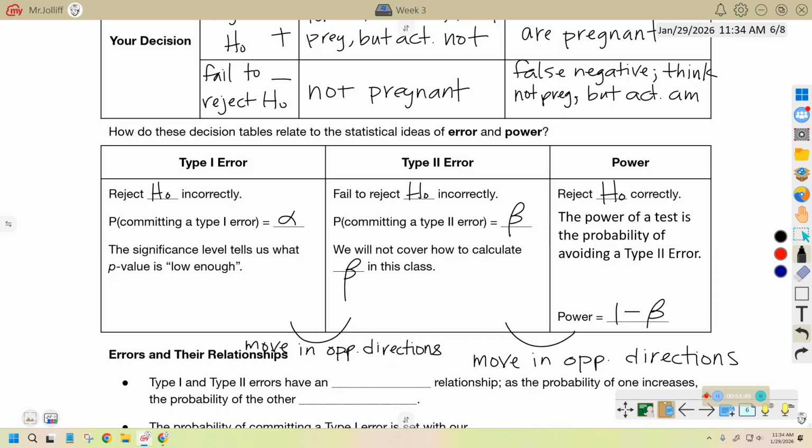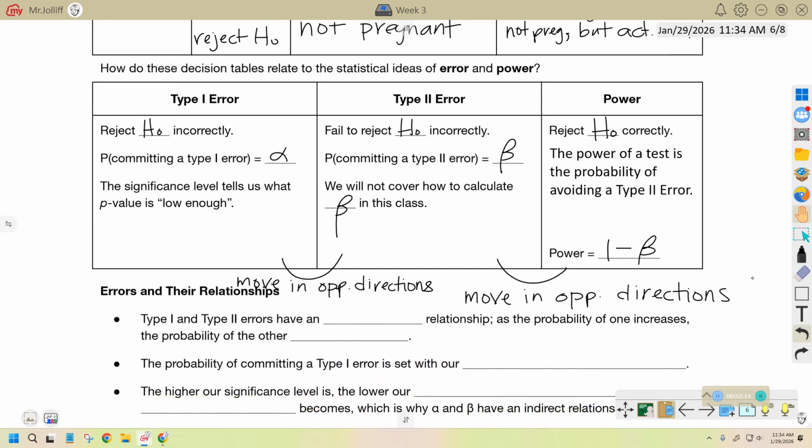And now a deep question for you. We know that power and type 2 error, opposite directions. We know type 1 and type 2 error are in opposite directions. Guesses about the relationship between type 1 and power? Same direction. Yeah, same direction. Good. So let's summarize.